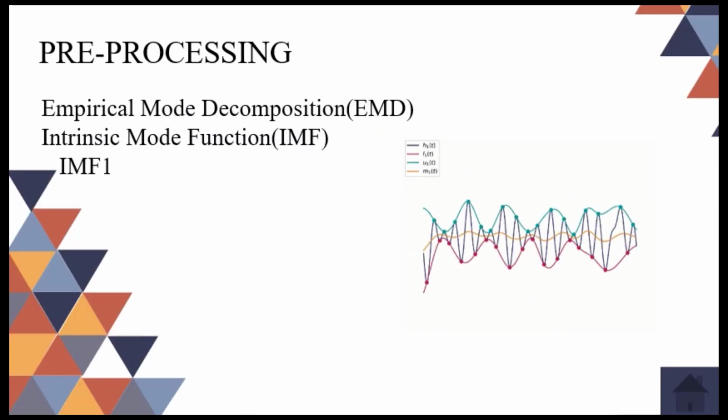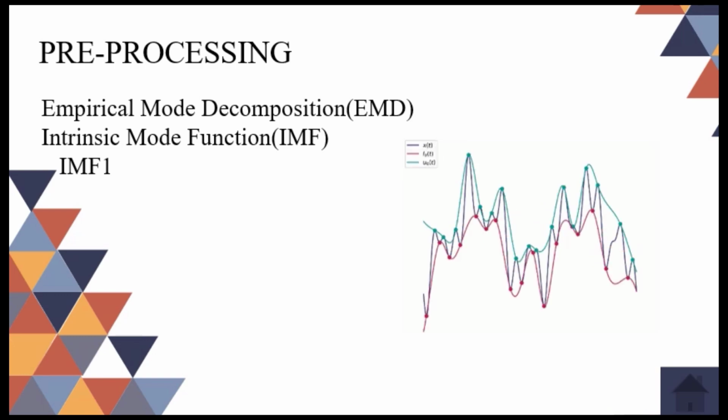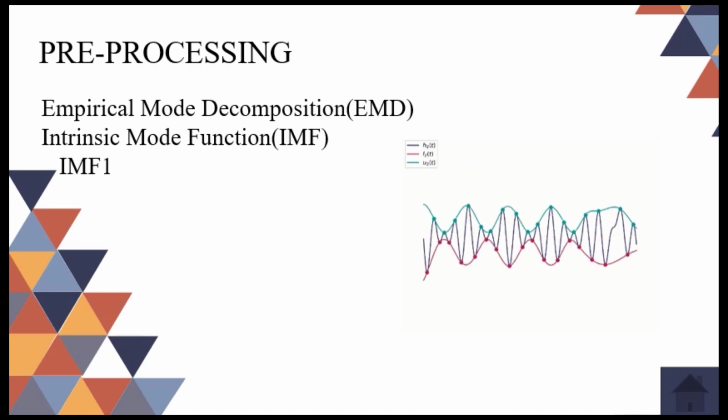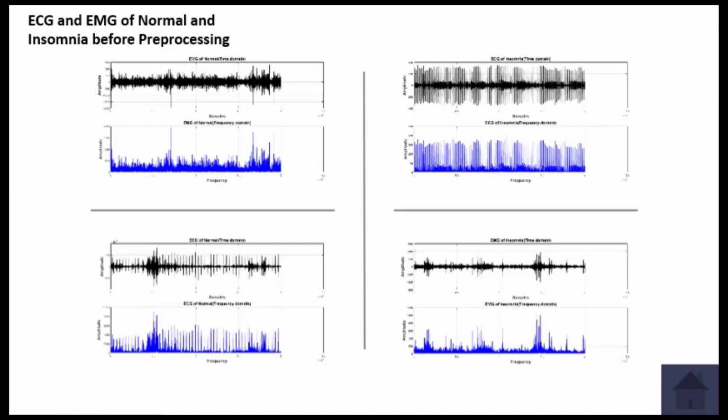So after data acquisition, our next step is preprocessing. For preprocessing, we use the empirical mode decomposition technique. This is a technique which is used for denoising and extracting region of interest from signals. It decomposes a signal into oscillatory modes known as IMFs. So in our case, we use only the first IMF and rejected all other IMFs. So these are the ECG and EMG signals before and after preprocessing of normal and insomnia subjects.